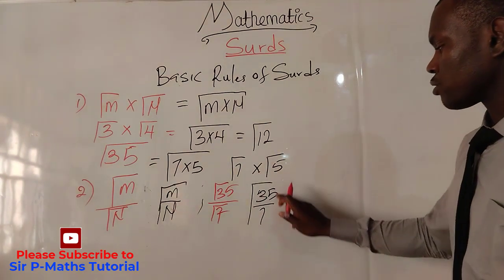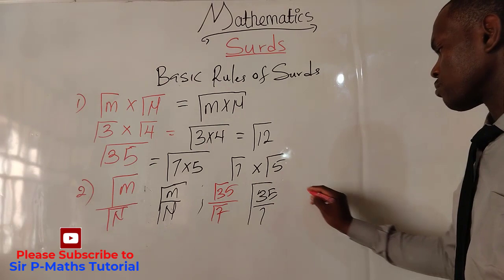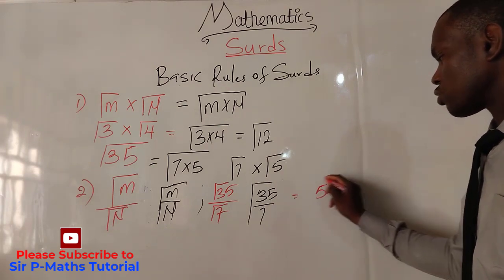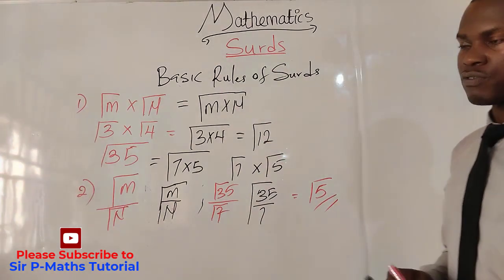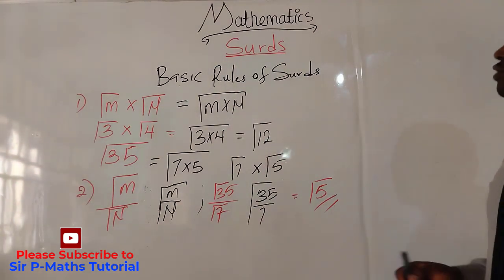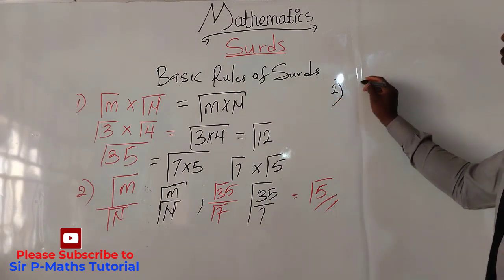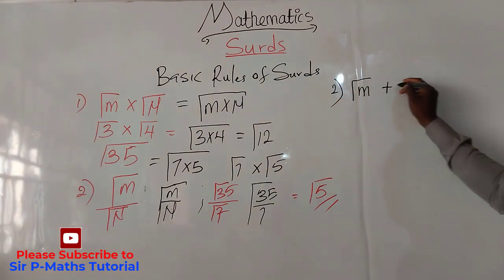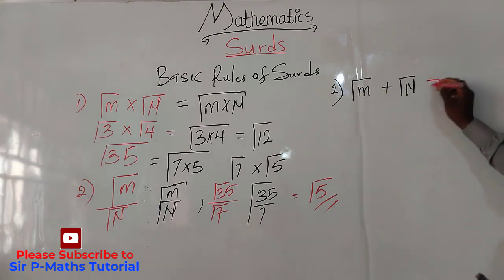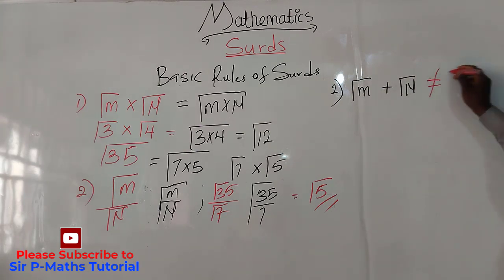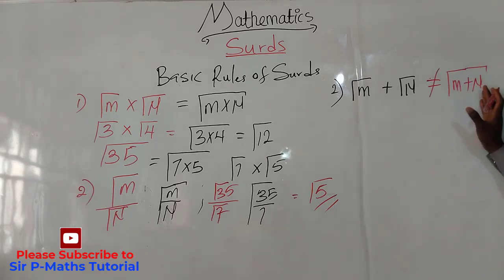Then you consider division. If I divide 35 by 7, I will obtain 5. So I will have the square root of 5. This is multiplication and division. Let's consider addition of surds. If I have root m adding to root n, please take note that it is not equal to root of m plus n. Both of them cannot come together when you have two surds that are not like adding themselves.